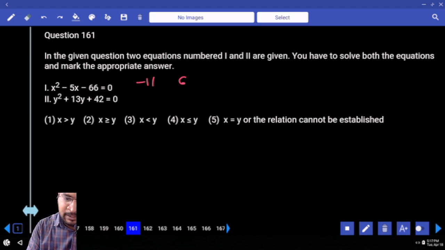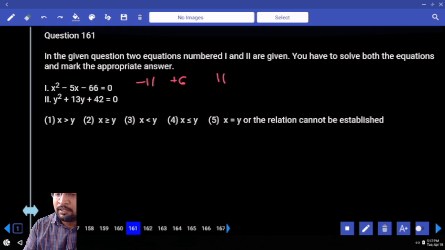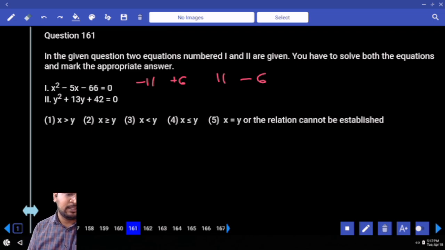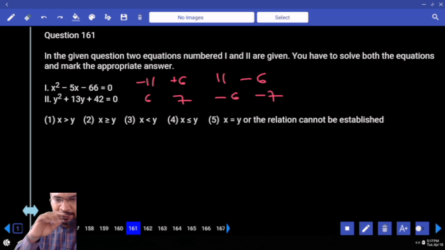Minus 11 plus 6. Product is 66. Difference is minus 5. Clear? It comes outside 11 minus 6. So here 6 to 7, na? All of it clear? It comes outside minus 6 minus 7.